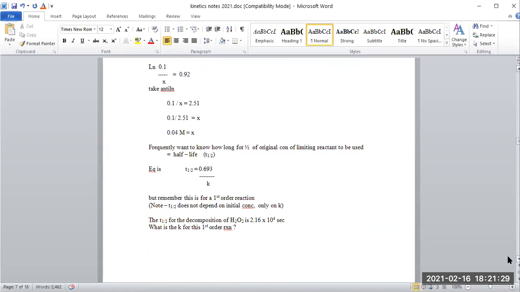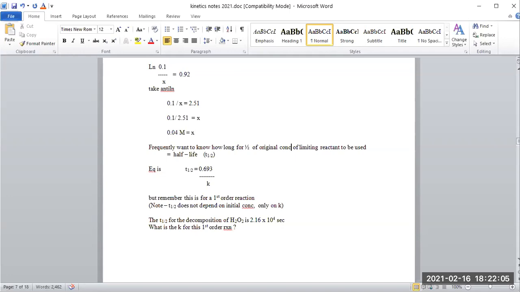Half-life. Half-life is used for many, many things and not just nuclear stuff. From a purely mathematical point of view, half-life, often abbreviated as T sub 1/2, is how long for half of the original concentration of your limiting reactant to be used.